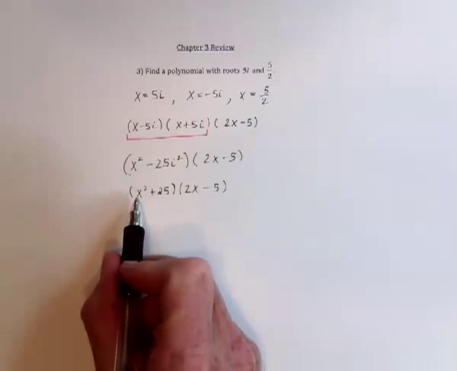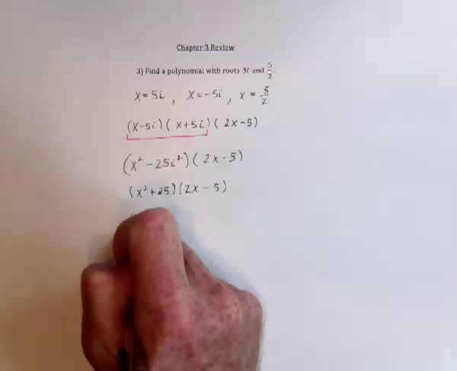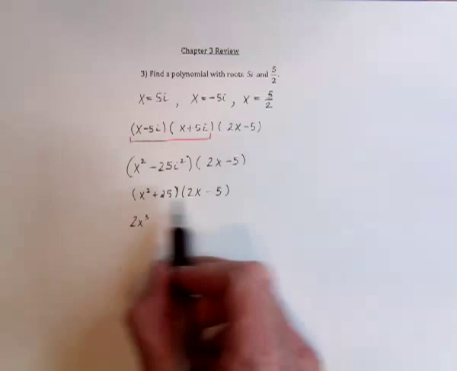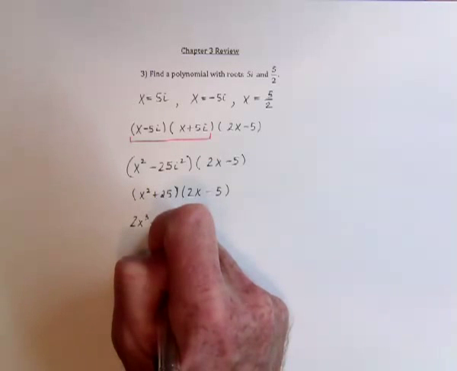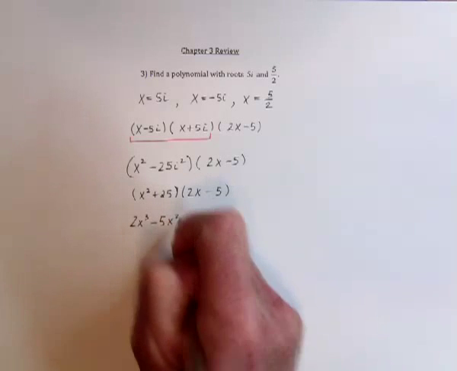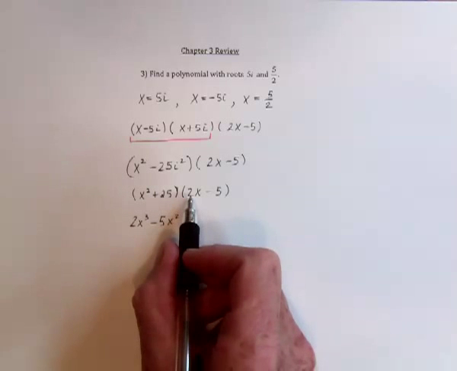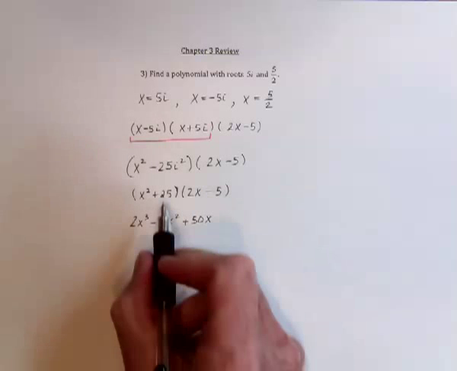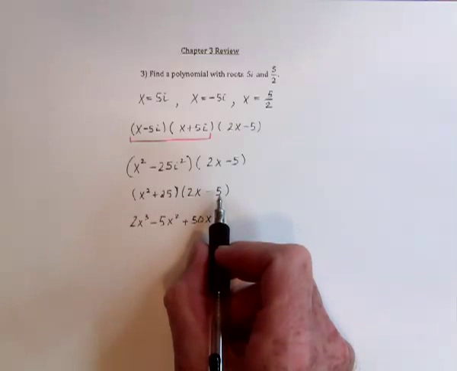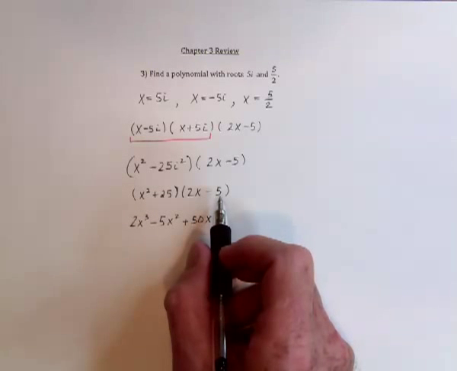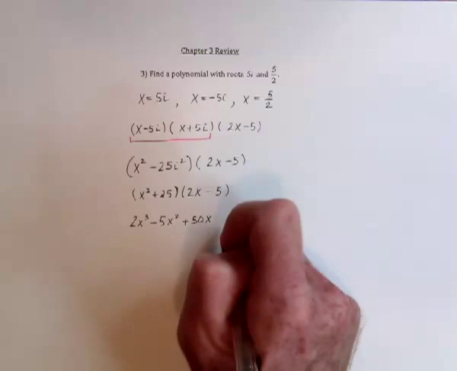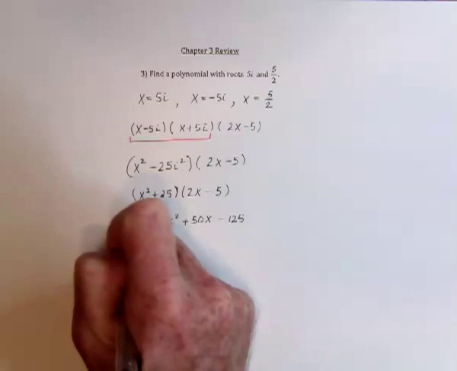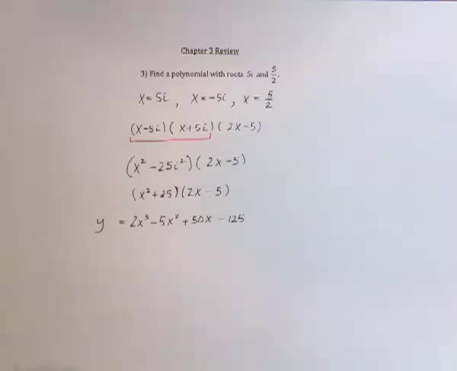And then distribute, so we've got x squared times 2x, so 2x to the third. And then an x squared times negative 5. There's a 25 times 2x for 50x. And the last one times the last one, 25 times negative 5 would be negative 125. And then call that the polynomial.